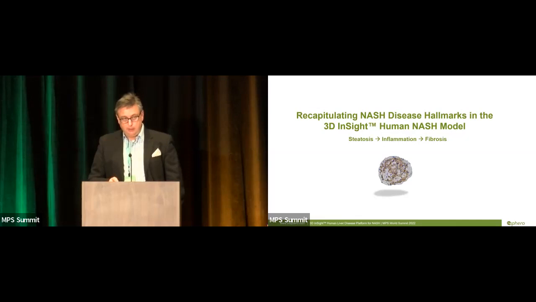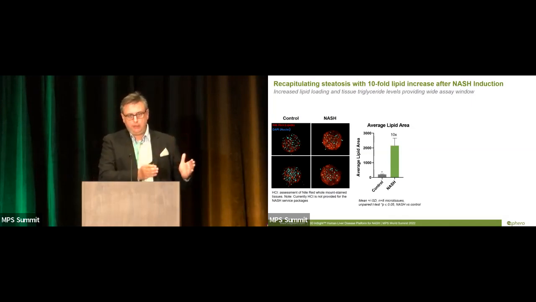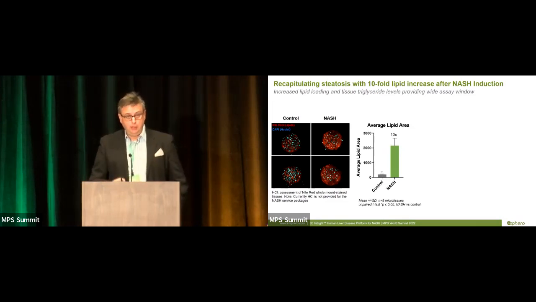So let me take you through the three hallmarks of NASH: steatosis, inflammation, and fibrosis. And we start with steatosis. What you see on the left are high content images of these tissues. We use Nile red staining to make the lipid uptake visible. You see DAPI for the nuclei in the system. The lean control is on the left, and then the induced NASH is on the right. And you see a clear increase in Nile red staining here.